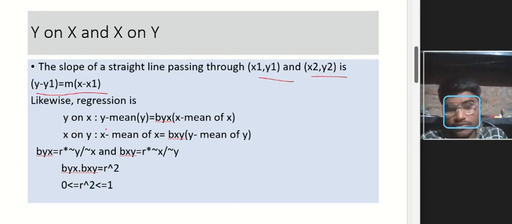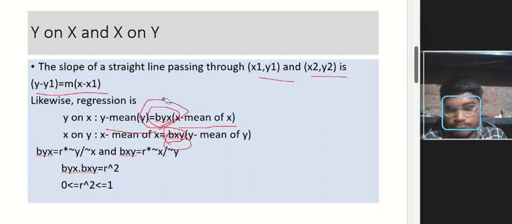Likewise, the regression line of y on x will be y minus mean of y equals byx, which is a constant, into x minus mean of x. And for x on y, we have x minus mean of x equals bxy, which is also another constant, into y minus mean of y.